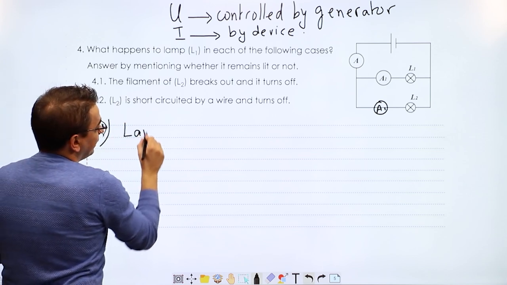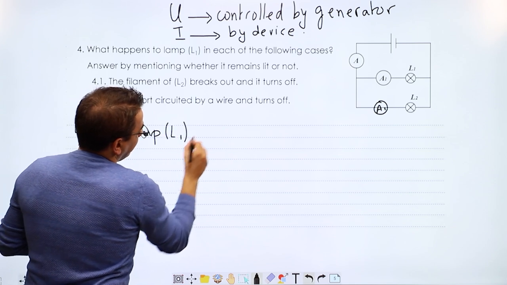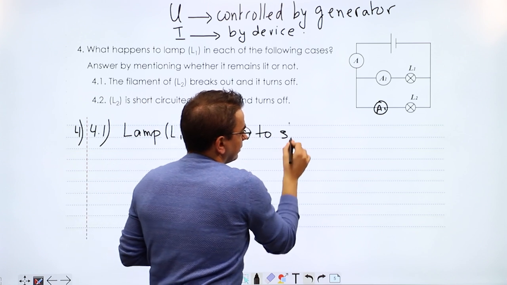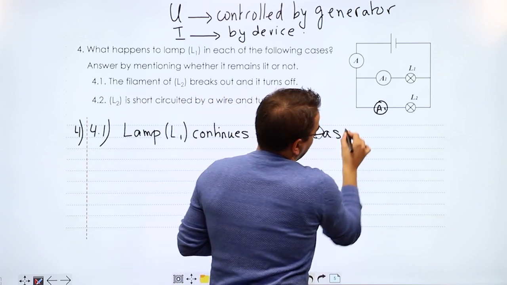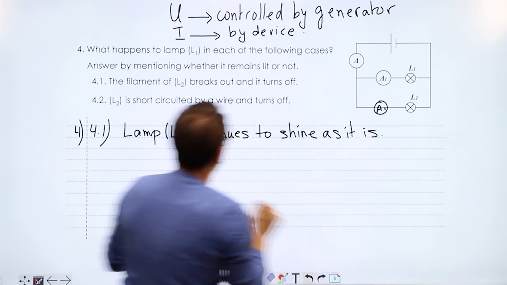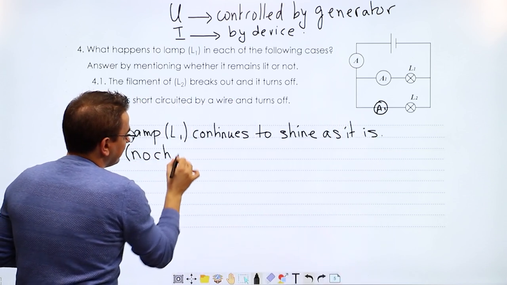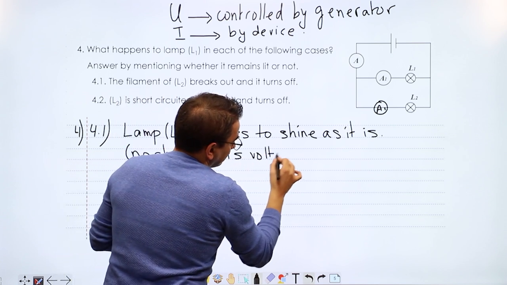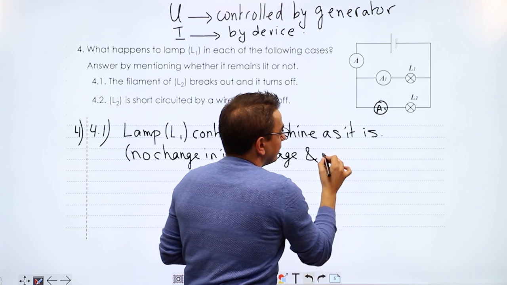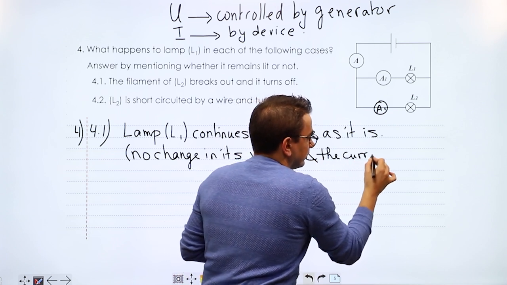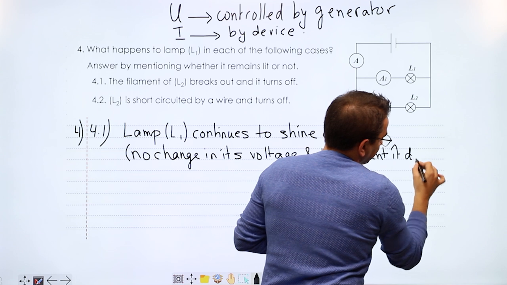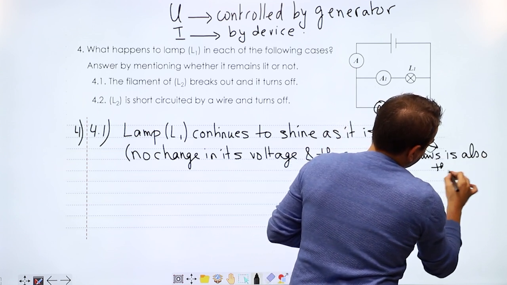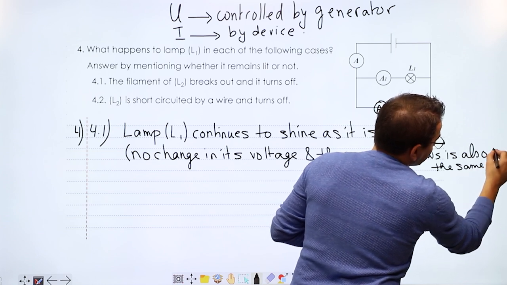Lamp L1 continues to shine as it was, as it is. Between brackets, no change in its current, no change in its voltage, and the current it draws is also the same. Okay, so nothing changes for L1.